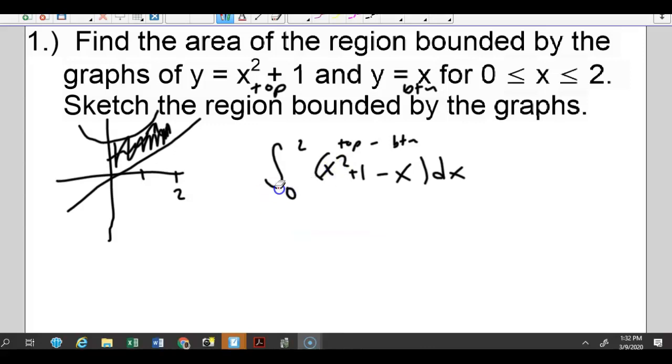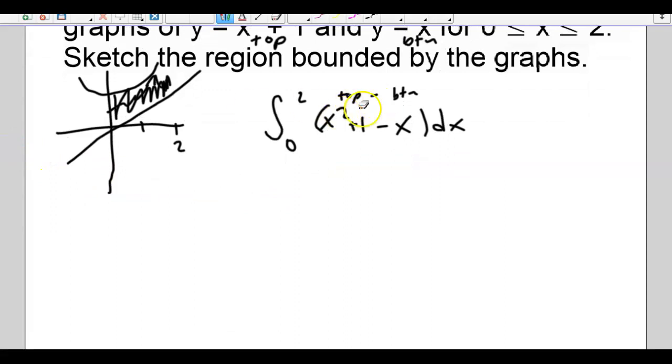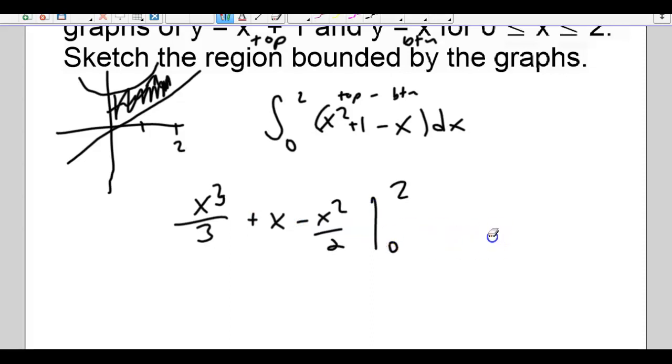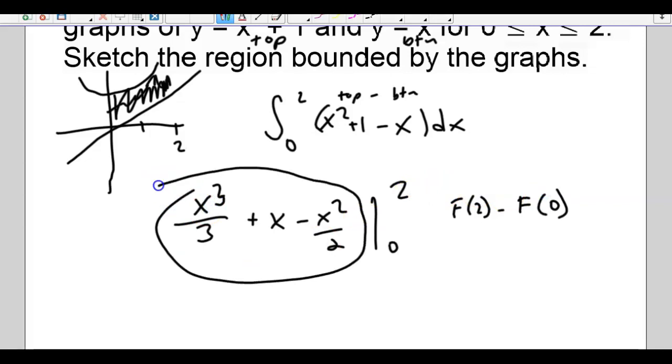All right. So now, listen, make sure you show your work on this. Showing your work just consists of this: integrated. So we have x cubed over 3 plus 1x minus x squared over 2, from 0 to 2. So that's the integration right there. And then you just have to show f of 2 minus f of 0. And so you literally, guys, plug this into your calculator. Your calculator will do the work for you.